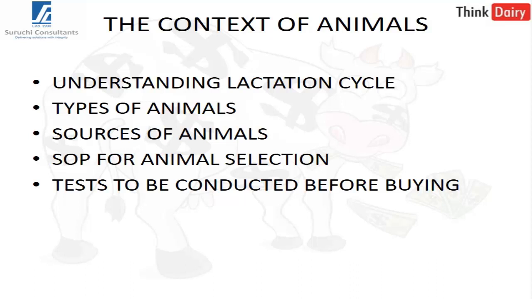What are different types of animals? What are their yields? What are different breeds? What are the different sources of animals? Then, are there some standard operating procedures for animal selection? Are there some protocols? We will be sharing that with you. And lastly, are there some tests to be conducted on animals before buying, so as to assess whether they are healthy, reproductive or not?